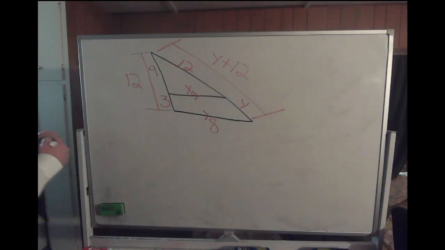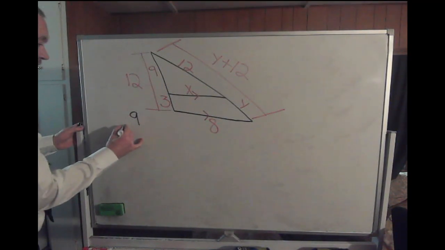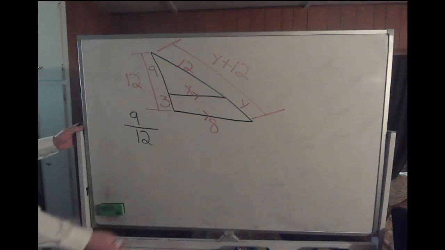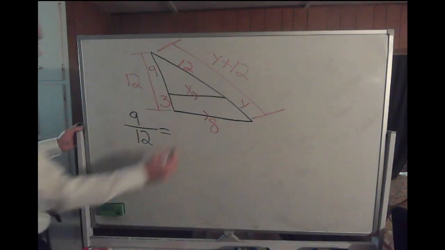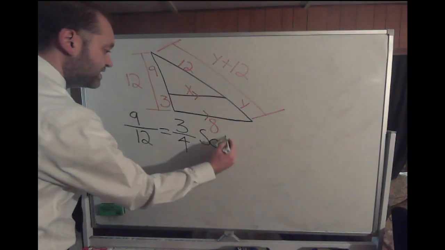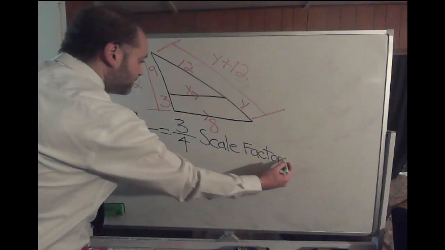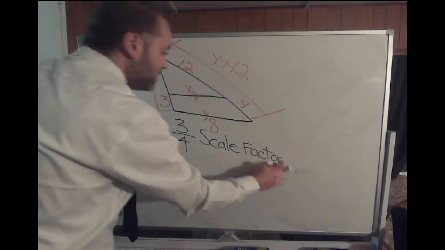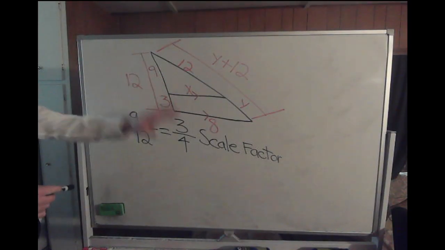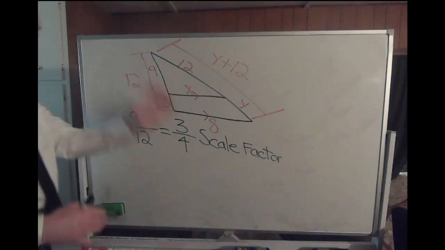So this 9 here in the smaller triangle is to the 12 for the whole side of the whole triangle. Well, 9 to 12 turns into what? 3 to 4. So we've identified 3 to 4 as our scale factor for these 2 triangles. So 3 to 4 is the scale factor, with the 3 coming first for the smaller triangle, and then the 4 for the whole triangle.